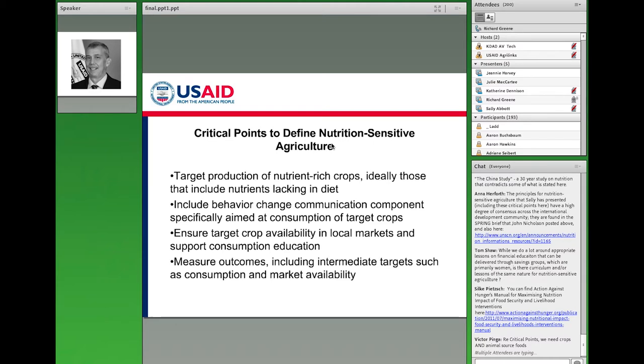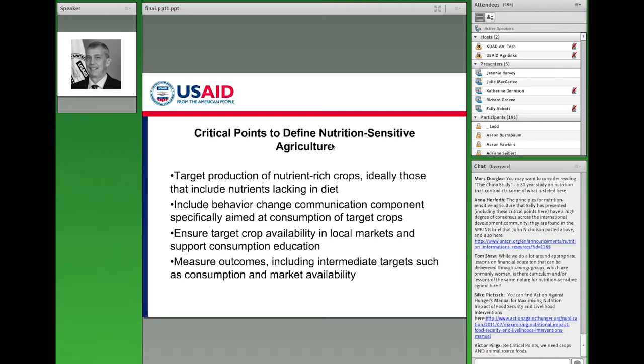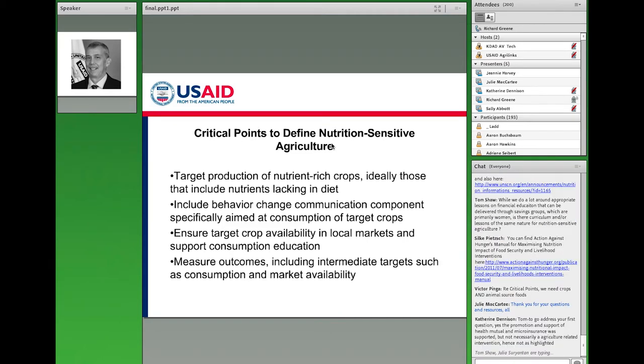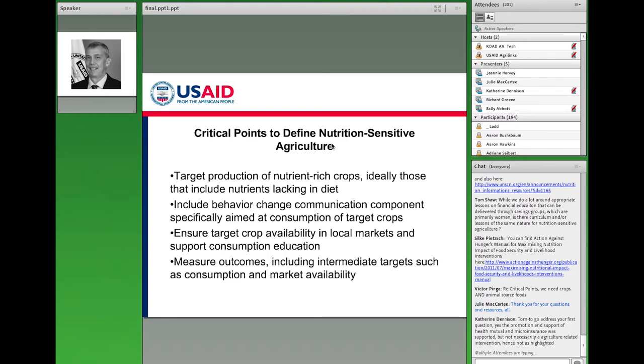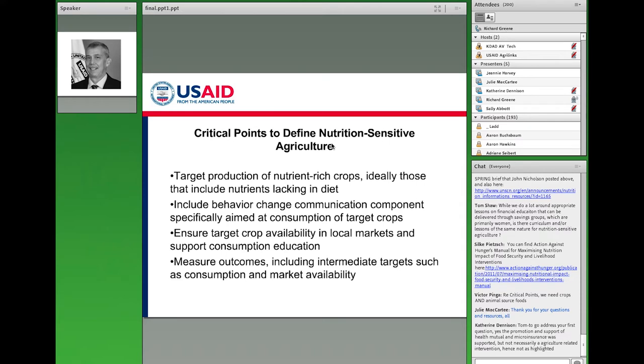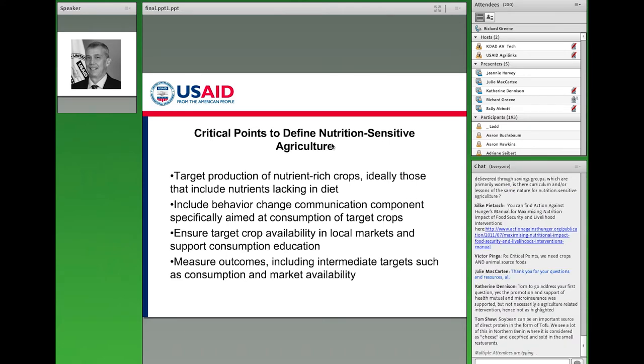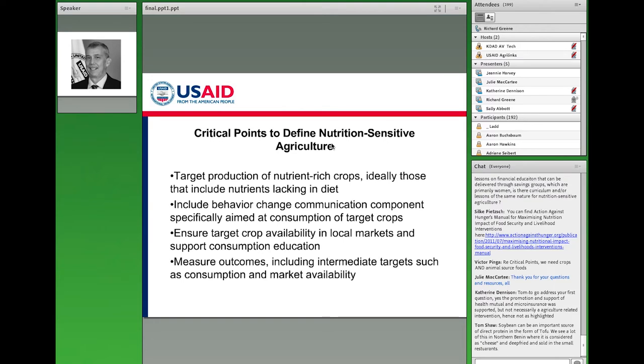One, we do want to target production of nutrient-rich crops, ideally those that include nutrients lacking in the diet. In horticulture programs, which is probably the biggest thing we do in Feed the Future, one of the biggest things, there is a whole host of different vegetables that could be promoted and marketed, and the choice of them is very, very important. For instance, when I was in Bangladesh, eggplant was a very, very important vegetable, but there are a lot of gourds which you could make money on, but weren't particularly nutrient-rich. So the first thing is target production of nutrient-rich crops, and ideally that includes those nutrients lacking in the diet.